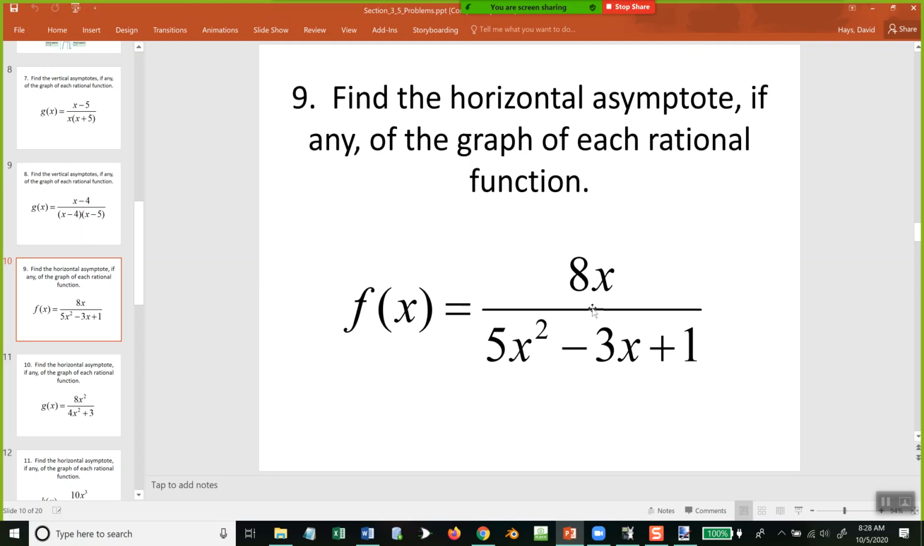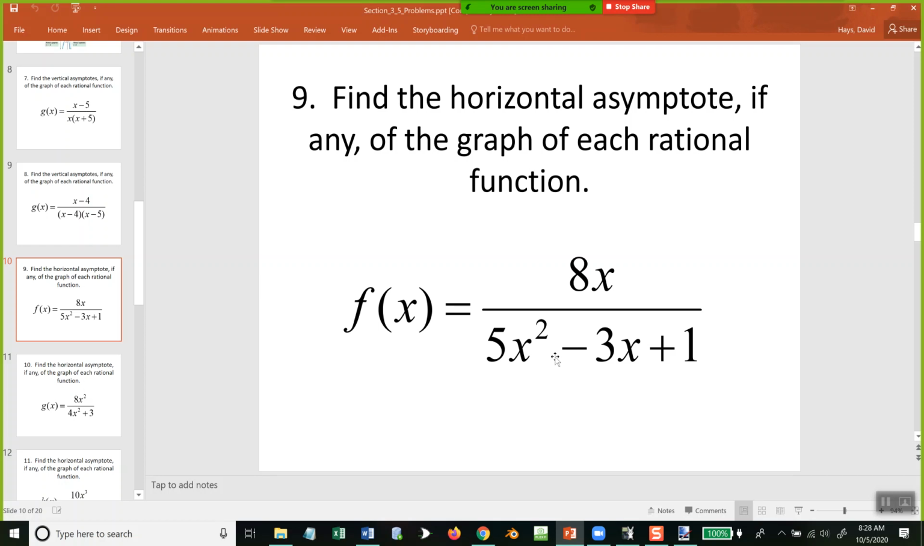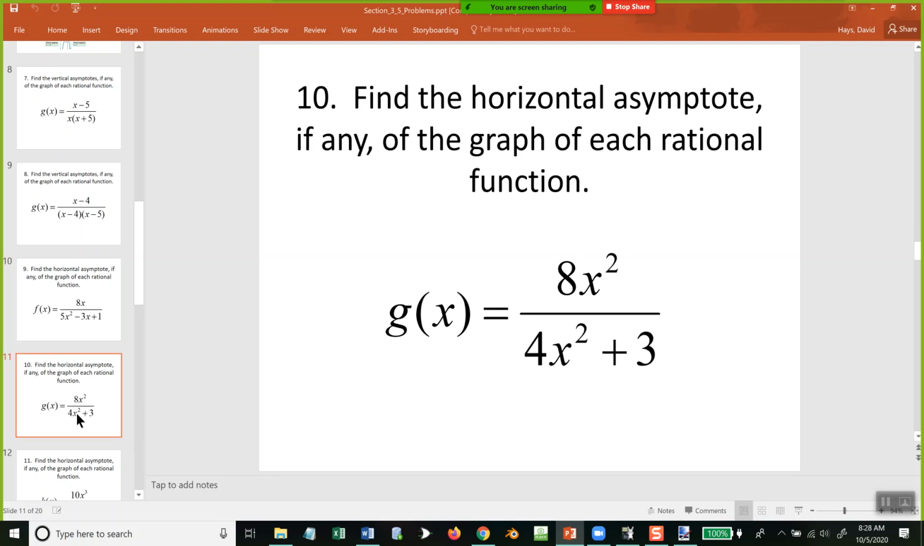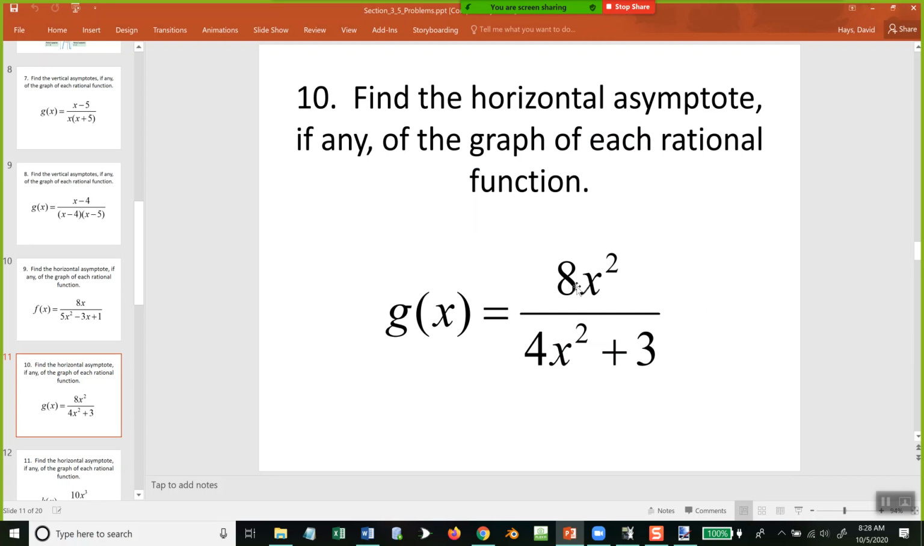Now number 9 here, the degree of the top is 1, the degree of the bottom is 2. So the degree of the bottom is larger. Case 2 says the horizontal asymptote is y equals 0. So that one will be y equals 0. For this one, the degree of the top is 2, the degree of the bottom is 2. So degrees are the same. That's case 3. We're going to create a new fraction, taking the number off the x to the largest power. So we're going to have y equals 8 over 4, or y is equal to 2.